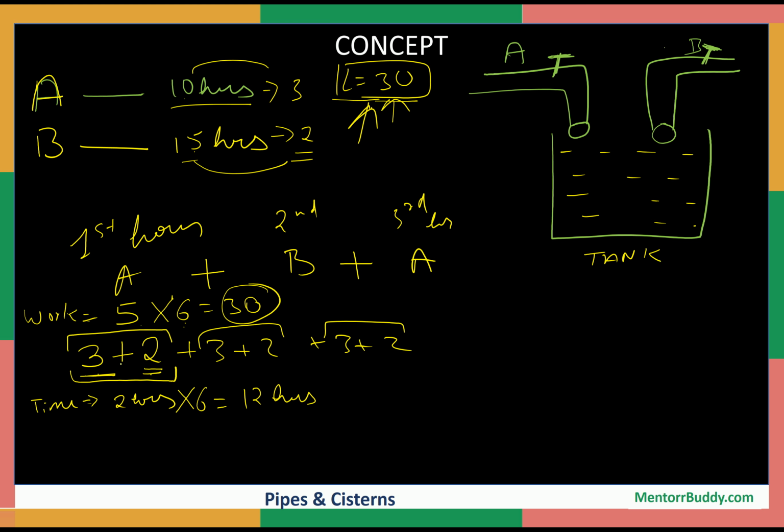So to do this process one time it is taking 2 hours. To repeat it 6 times it will take 2 multiplied by 6, that is 12 hours. So this is the approach, this is the fastest approach to solve alternate questions. So we'll apply the same approach in our question.